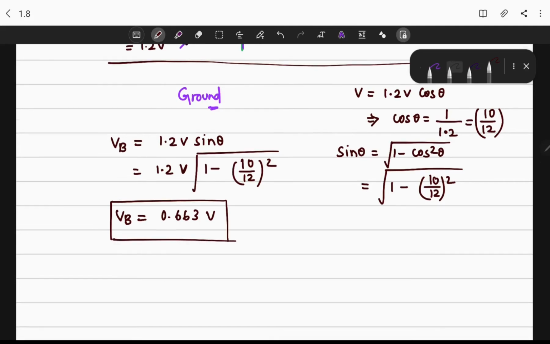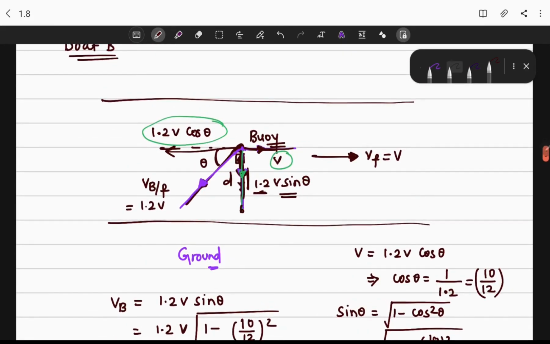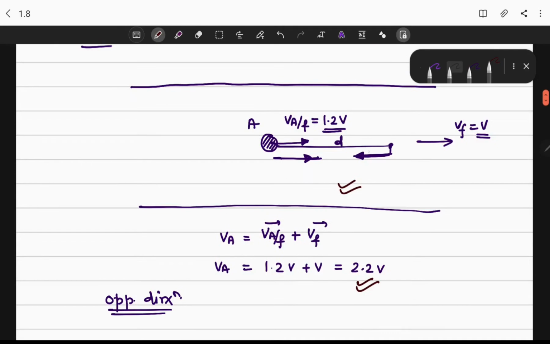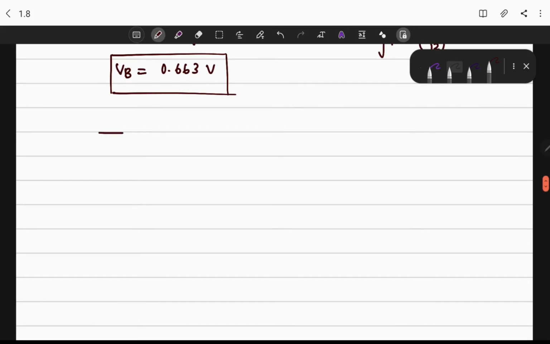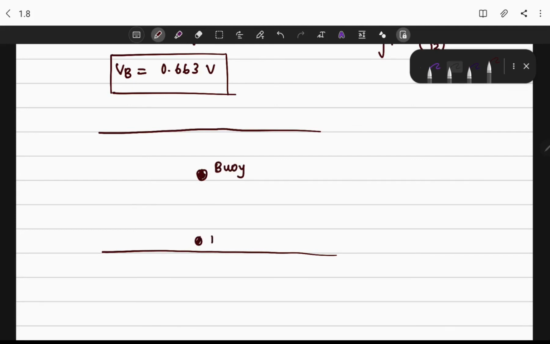Now as A has reached this particular point at a distance of d, the boat B also has to move towards the direction of the boy. So let us consider that particular case. In this case, this is the boy and the boat is here. Now the boat has to move in this particular direction with respect to the ground, and the flow velocity is v, it is given.